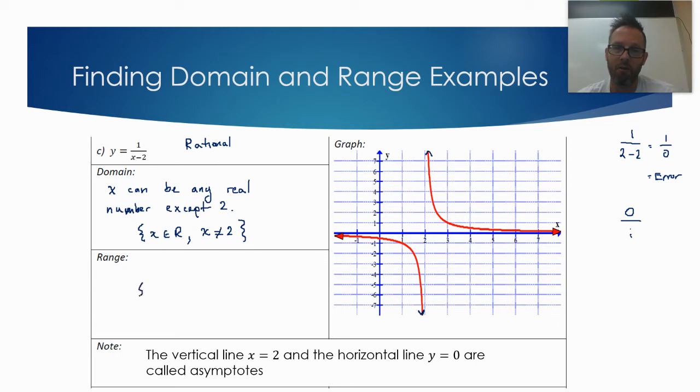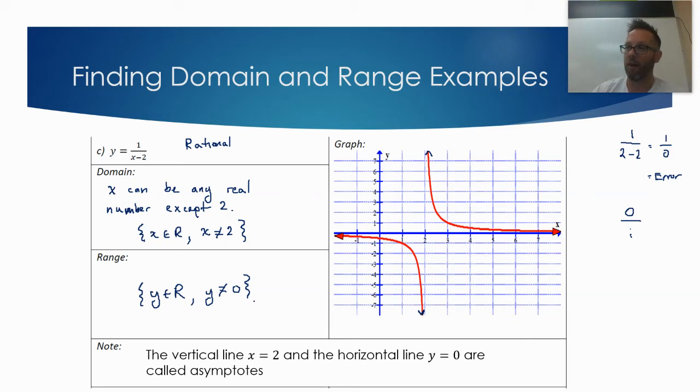So for our range, y can be any real number. We can see that this graph goes forever up and forever down, but it doesn't touch one value. It doesn't touch y equals 0. So we'll say y cannot be 0.